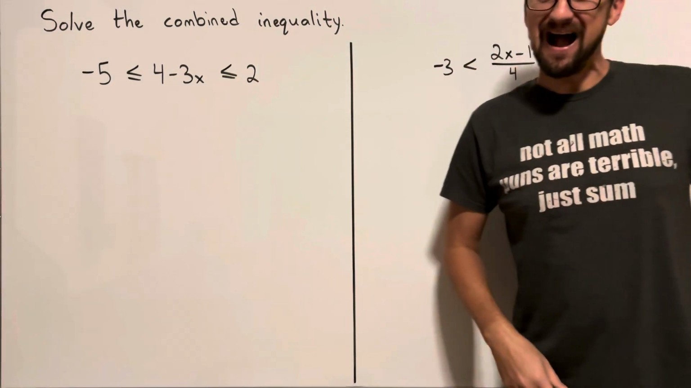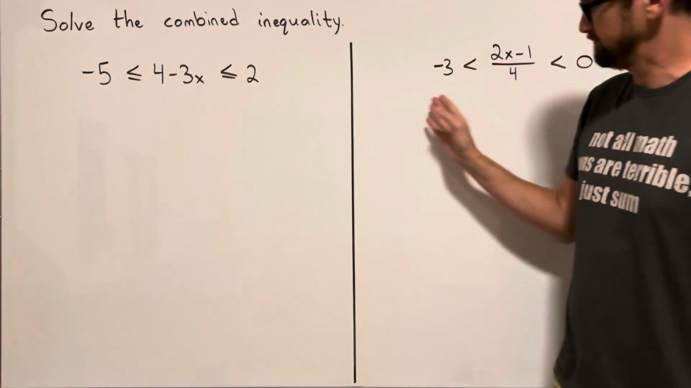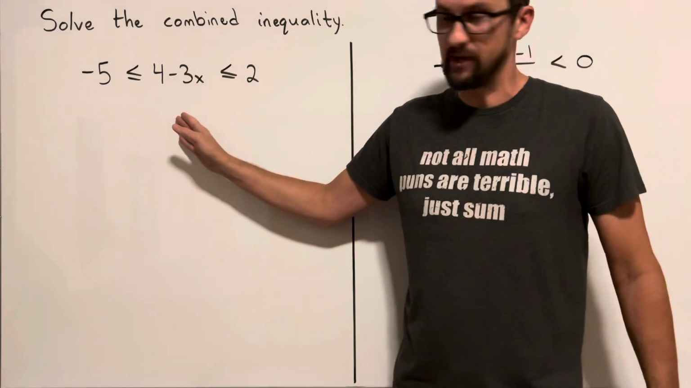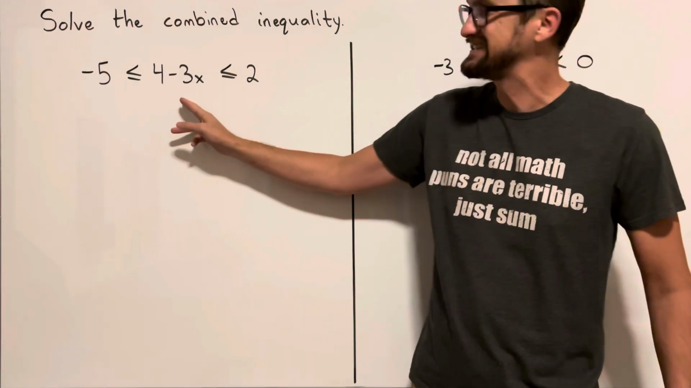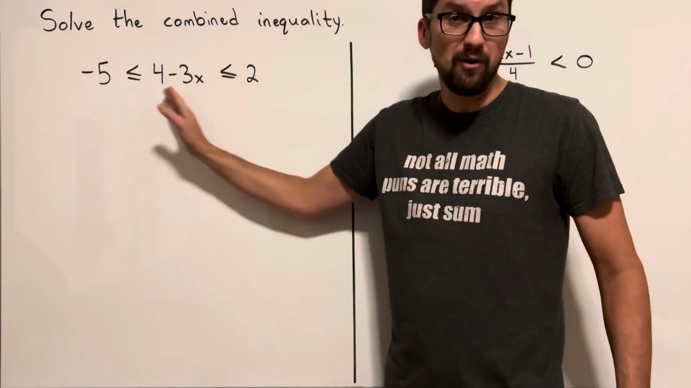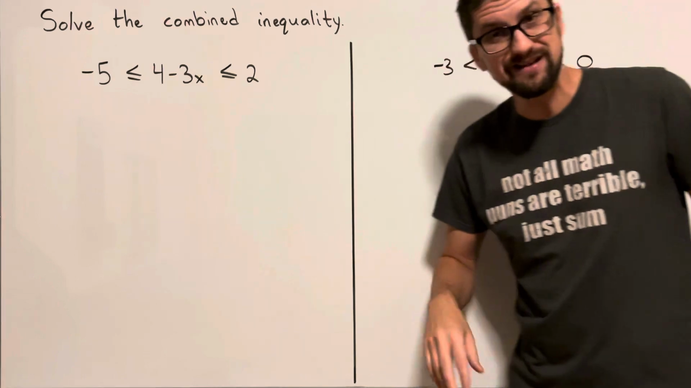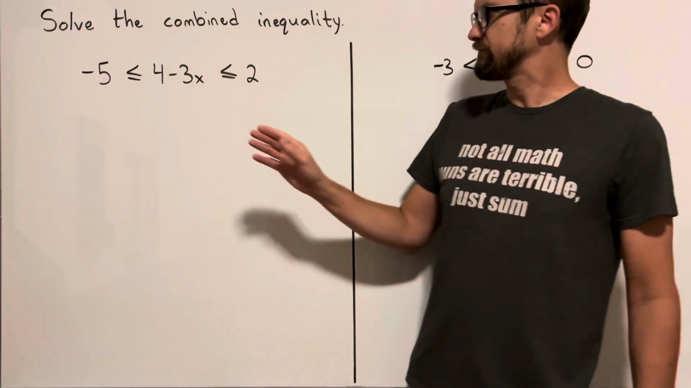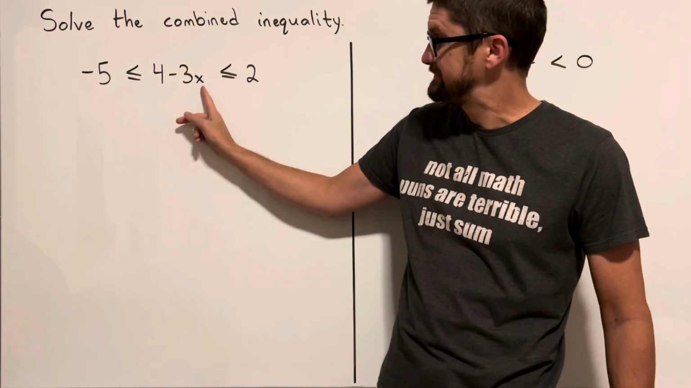Solve the combined inequality. We have two examples today. Here's my first example. I have -5 less than or equal to 4 minus 3x less than or equal to 2. There's three parts to this: a left part, a middle part, and a right part. Now the goal here is to isolate the x.